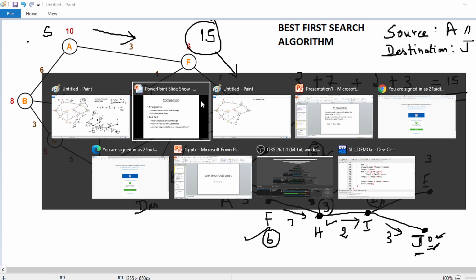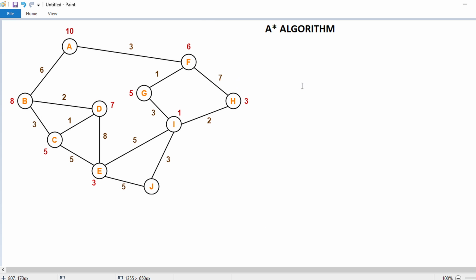Okay, in the A star algorithm, if you apply it, what will happen? Let us see. You are starting at A. In the A star algorithm, we have to find the F value. From A there are 2 branchings, one is the F node and another one is the B node. What is the F value for the F node? It considers both 3 and 6. 3 plus 6 is 9. B is 6 plus 8.